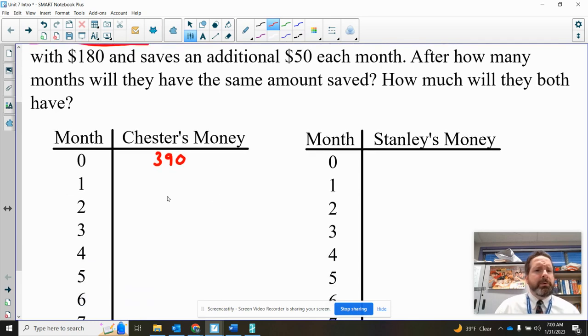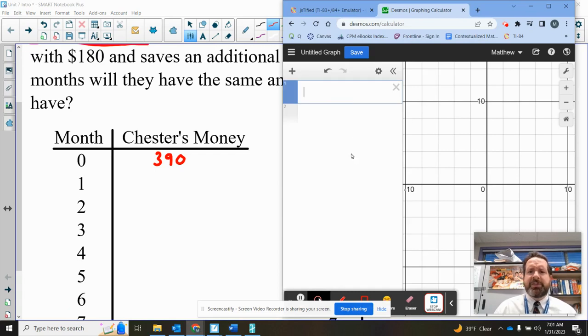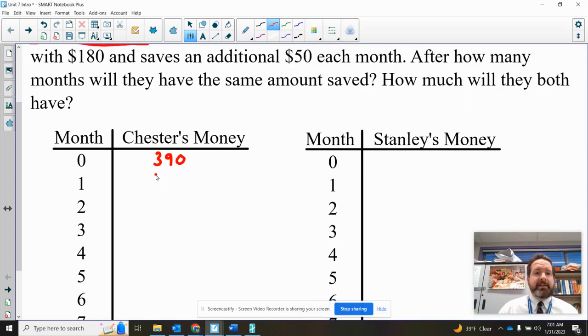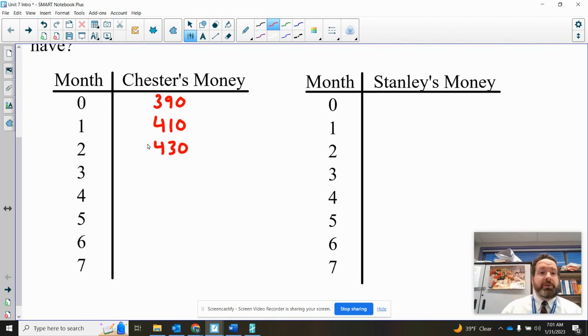So let's think this through. After 1 month, Chester is going to have his initial $390, and he's going to add on 20 more for a total of $410 after the first month. The next month, he adds on another 20. So 410 plus another 20 means he'll have 430 after 2 months. And this pattern will then continue.